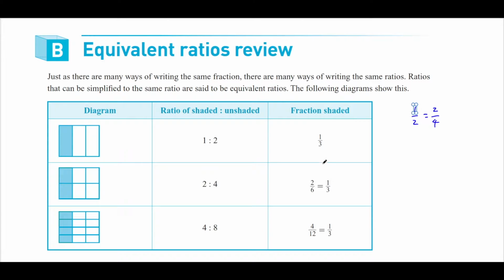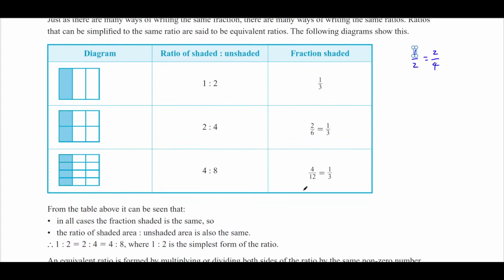And the fraction that's shaded in here is also going to be 1 out of 3 because there are 2 rectangles shaded out of the 6, right? So 2 out of 6, which simplifies to 1 out of 3. 4 out of 12 also simplifies to 1 out of 3. So here, these ratios are all equivalent, just like how these fractions are.